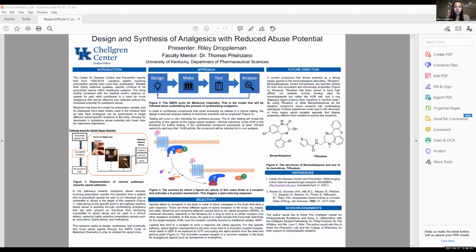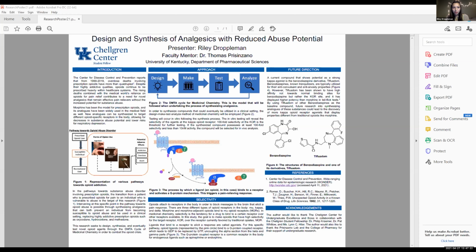And this research works to do just that, in trying to find new opioids that can be used in clinical settings and be prescribed to patients, but do not have a higher susceptibility for those patients to use them and become addicted to those opioids. So the way that we do this is that we have been trying to target a different opioid receptor within the body, and that receptor is kappa.